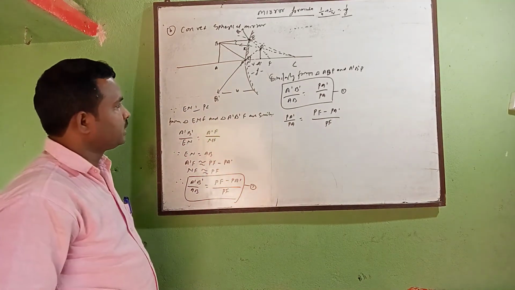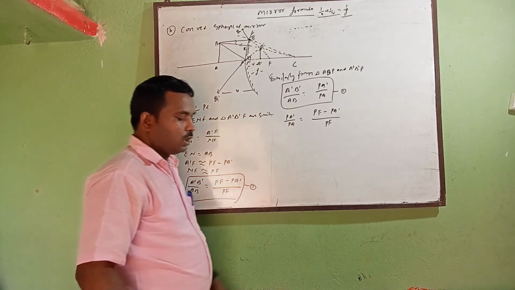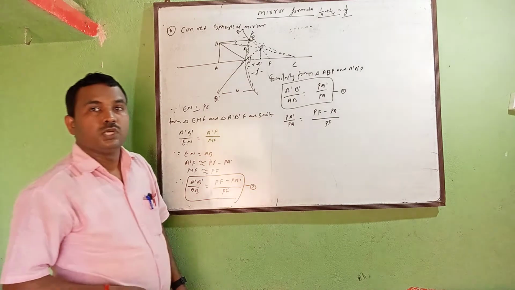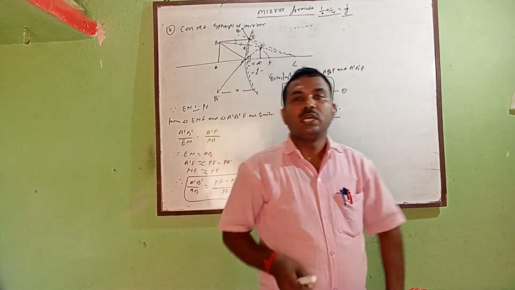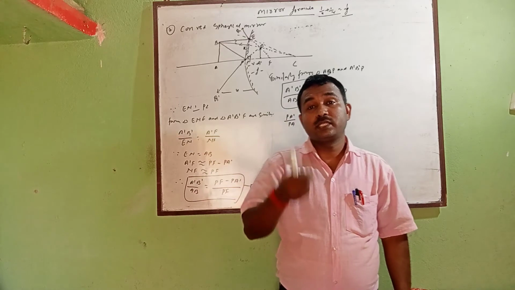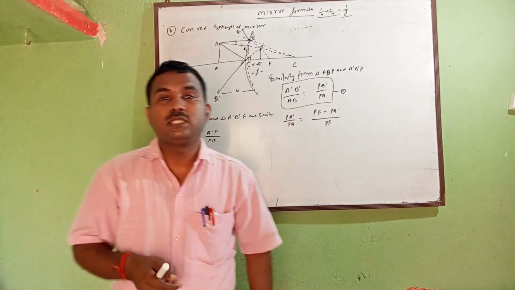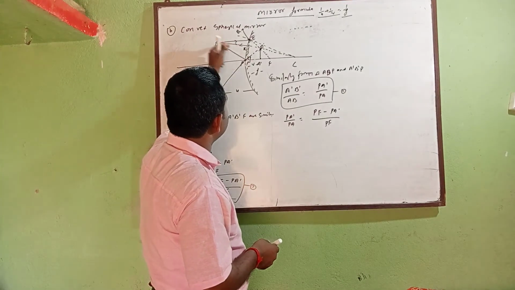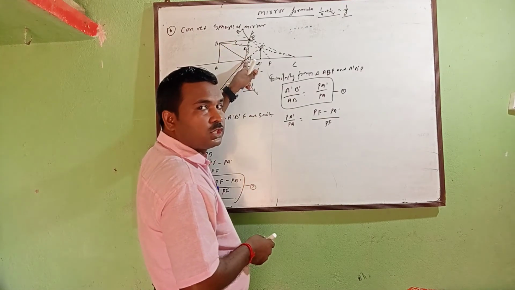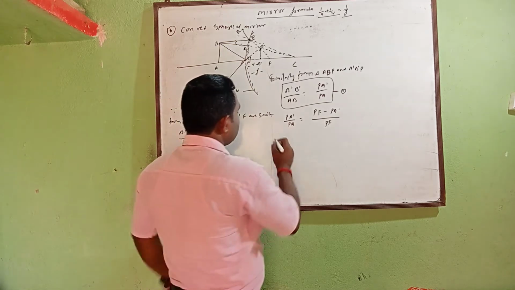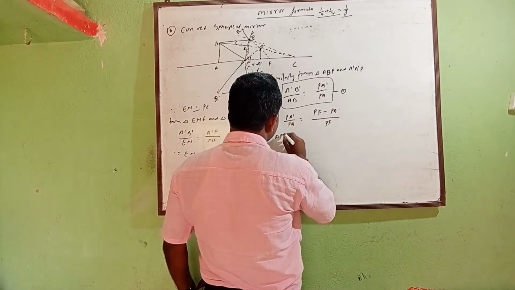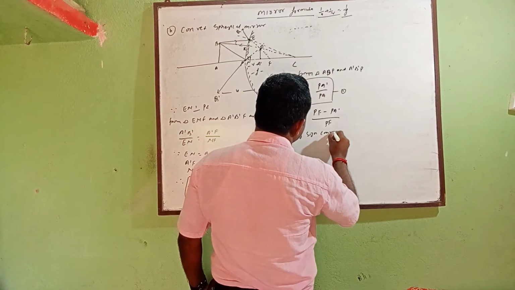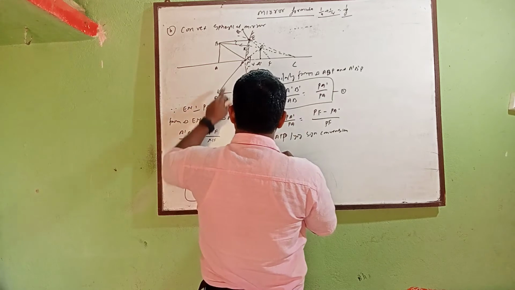But here we can also apply the sign convention. If you apply the sign convention, you know that the distance measured against the ray of light is taken as negative and towards the light is taken as positive. The ray of light is going this side, but you measure from this pole, so it will be negative. Applying sign convention.